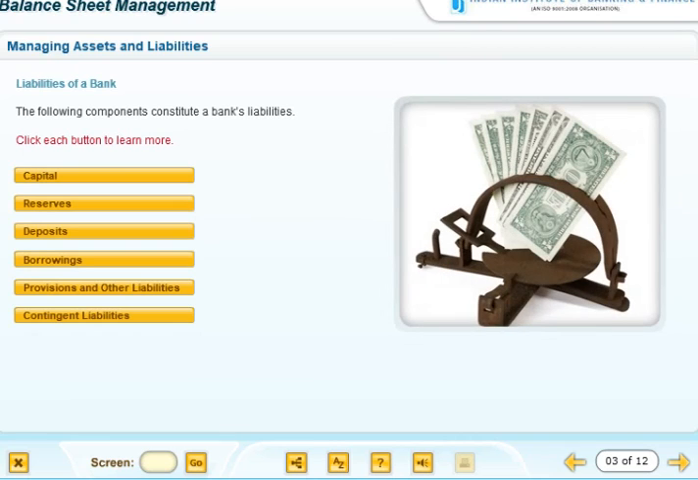The following components constitute a bank's liabilities. Click each button to learn more.